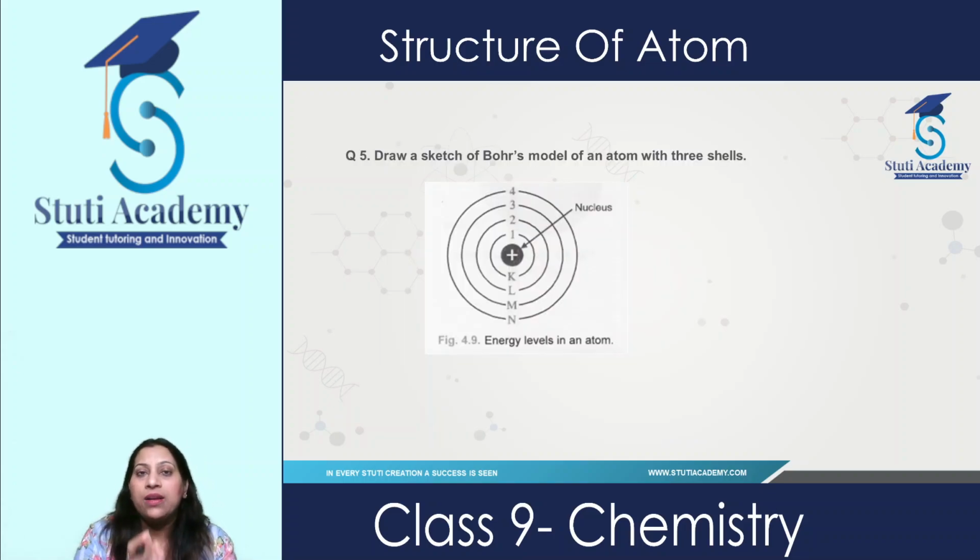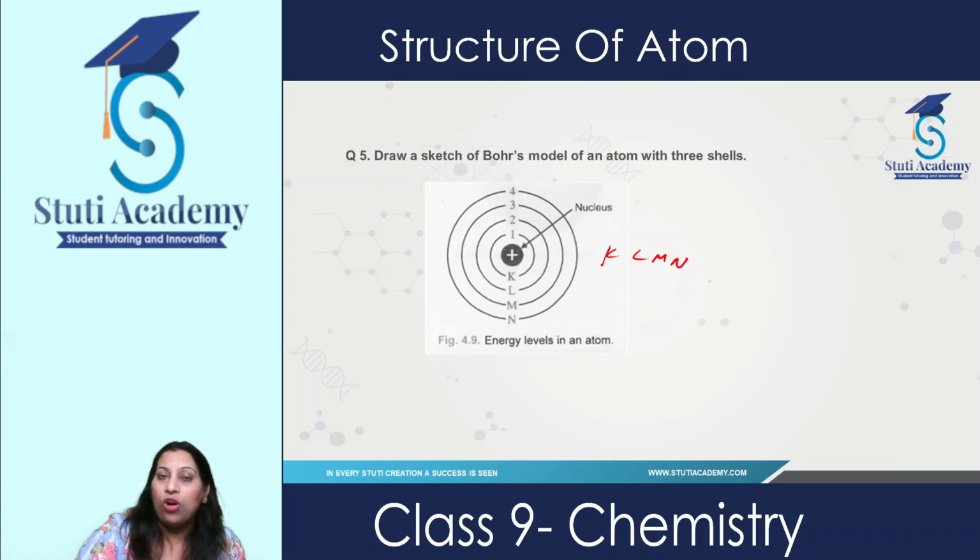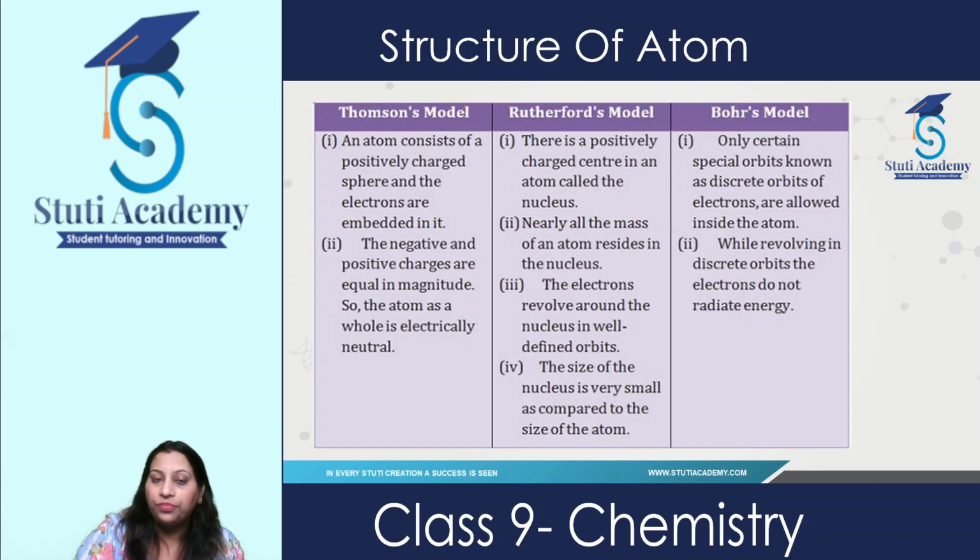Now a question can come: draw a sketch of Bohr's model or write the postulates of Bohr model. If the question comes to draw the sketch, then you have to draw this diagram in which you will show the position of nucleus, which contains positive charge, and the electrons are revolving around it in different energy shells, which are represented by K, L, M, N. Or we call them energy levels also.